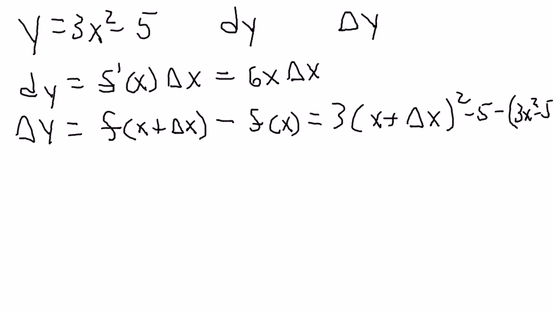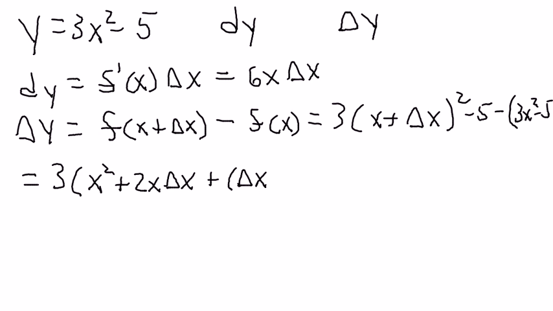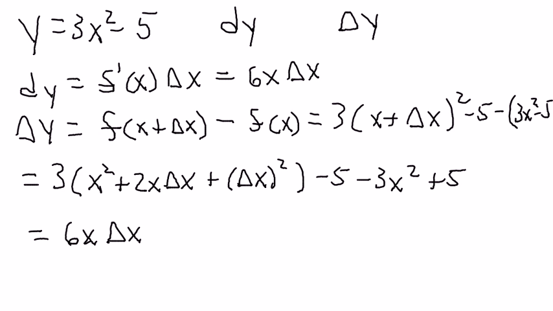Algebraically, I want to square out that first binomial. So continuing on, it's going to be 3 times x squared plus 2x delta x plus delta x squared, minus 5, minus 3x squared if I distribute that negative, plus 5. And if I distribute the 3, combine my like terms and clean it all up, I get 6x delta x plus delta x squared.